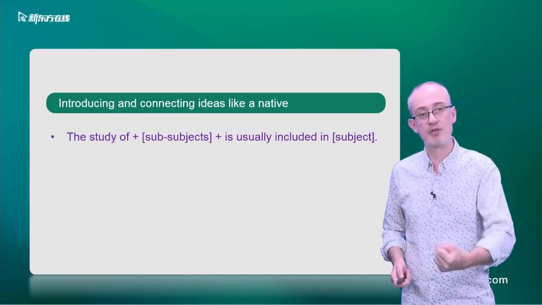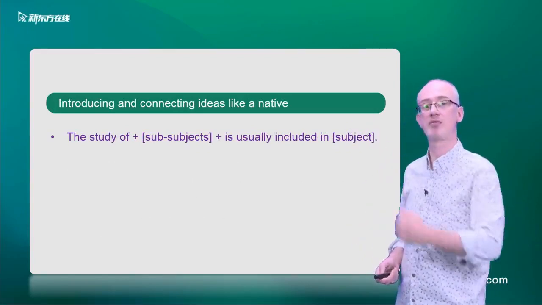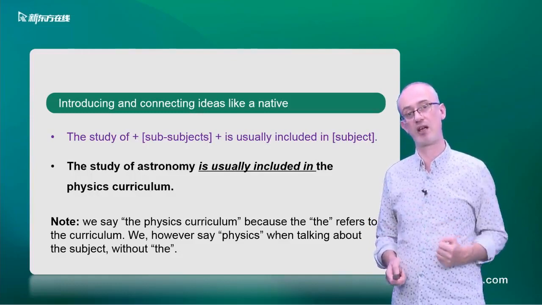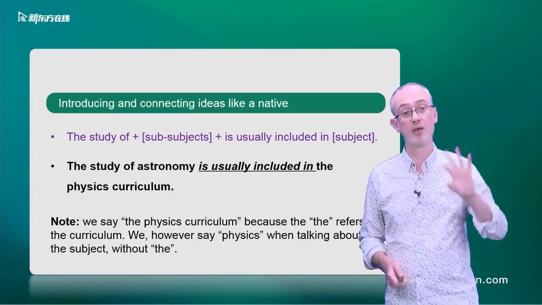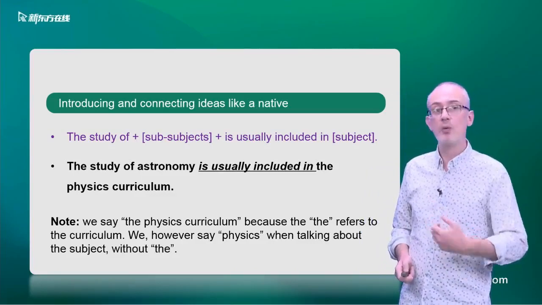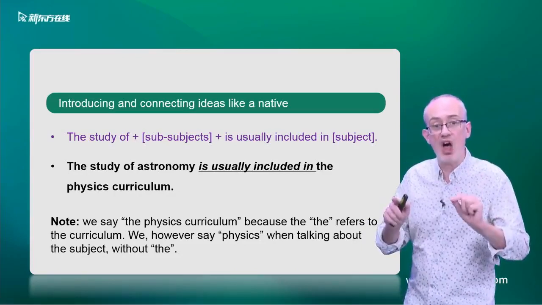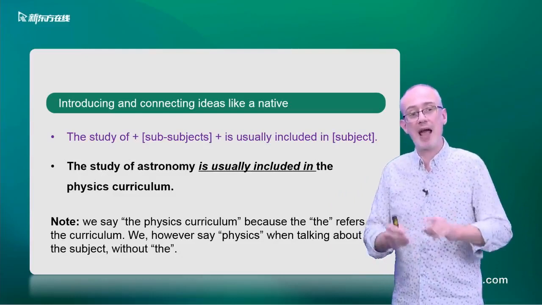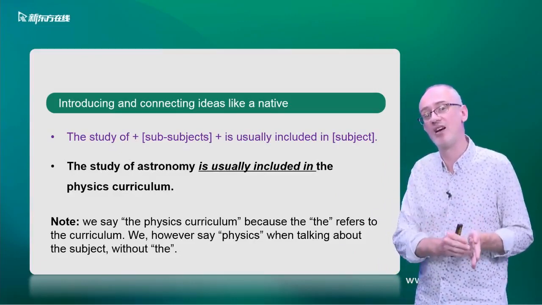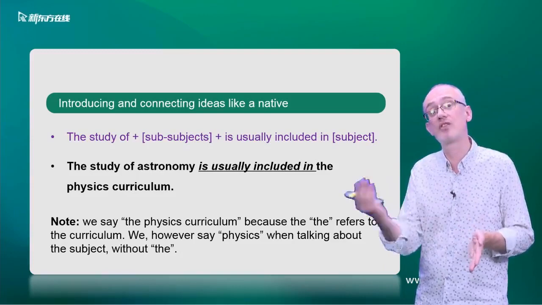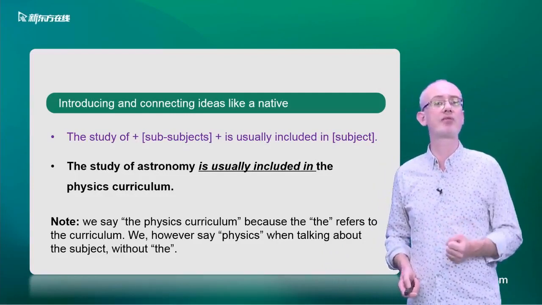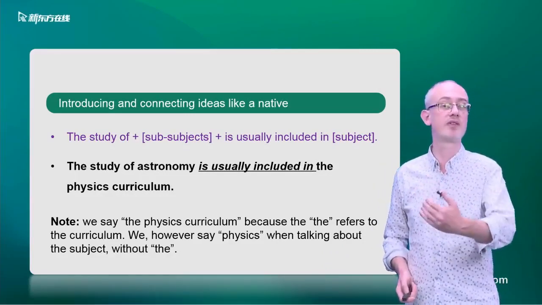So, the study of sub-subjects is usually included in big subject. The study of astronomy is usually included in the physics curriculum. So the study of the stars and the planets, astronomy, is usually included in the physics curriculum. Note, we say the physics curriculum because the refers to the curriculum. We, however, say physics. We don't say the physics, the chemistry. We say physics. The reason for the definite article is that it's referring to curriculum, the physics curriculum. So remember this. It's a small detail, but people do get this wrong, and it does stop you getting beyond that 6.5 to the 7 and beyond.